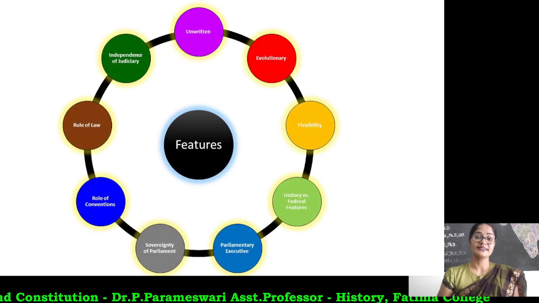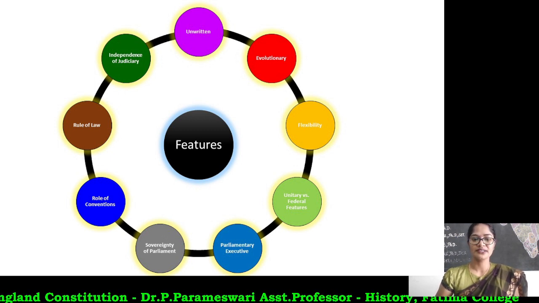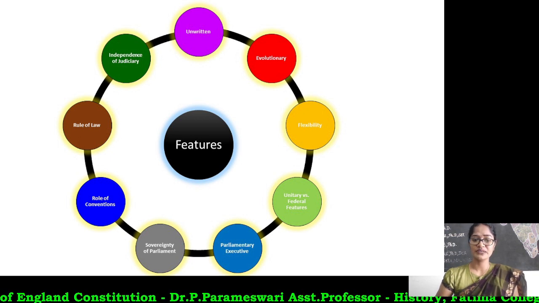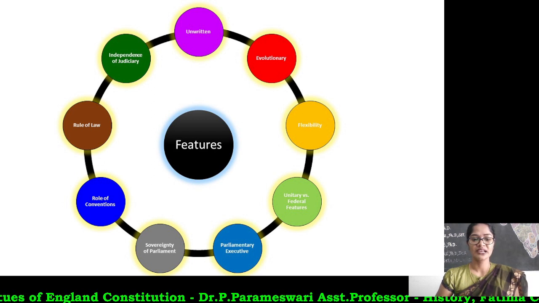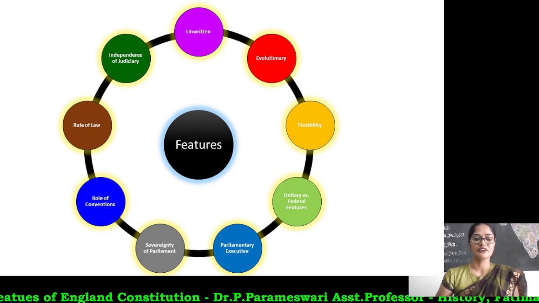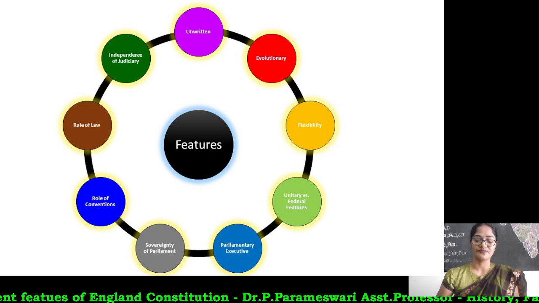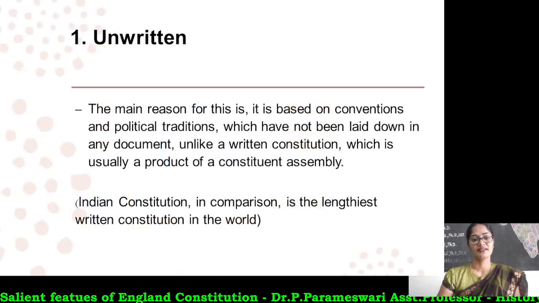These are the salient features of England Constitution. Unwritten Constitution, it is evolutionary, it is flexible, unitary versus federal features it has, and parliamentary executive, sovereignty of the parliament, rule of conventions, rule of law, and independence of judiciary. Let us see all of these features one by one.